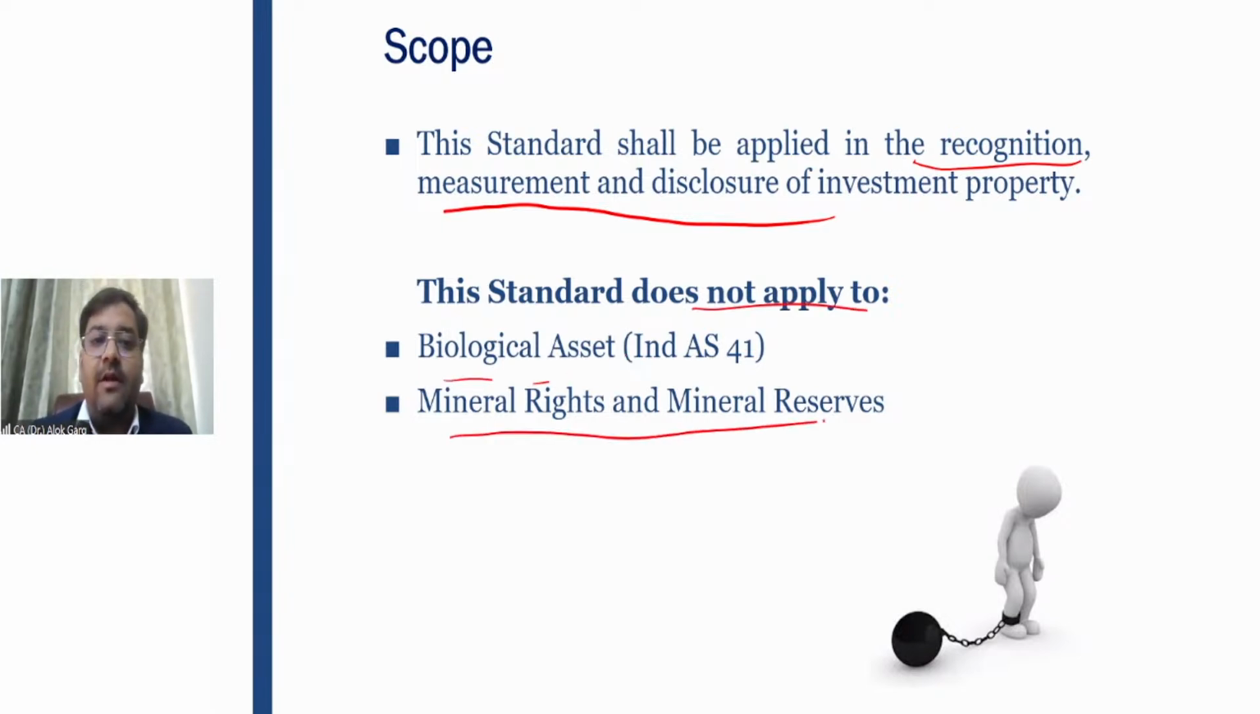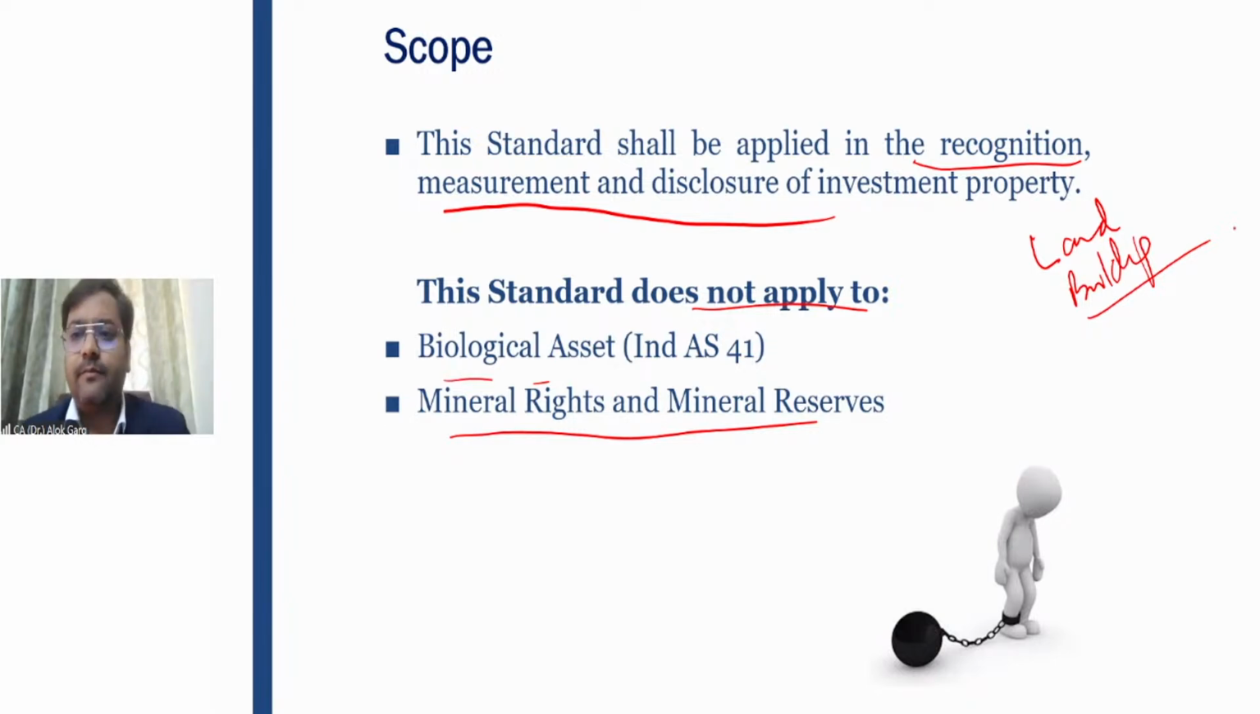Ind AS 41, mineral rights and mineral reserves, right? So of course, this standard is not applicable to biological assets. We understood that this standard is only applicable to land and building, right? This standard is not applicable to plant. This standard is not applicable to animal, right? So why has the standard specifically scoped out these two?